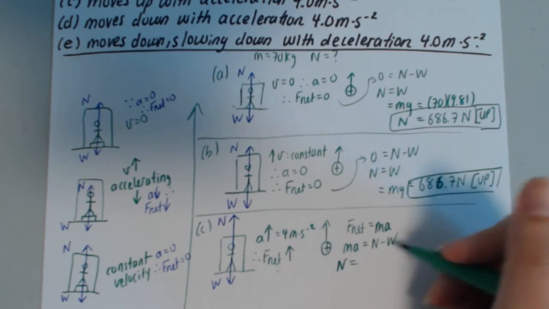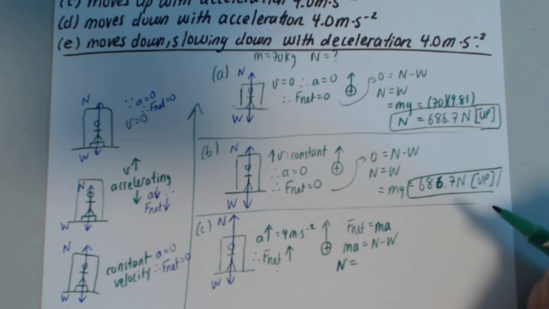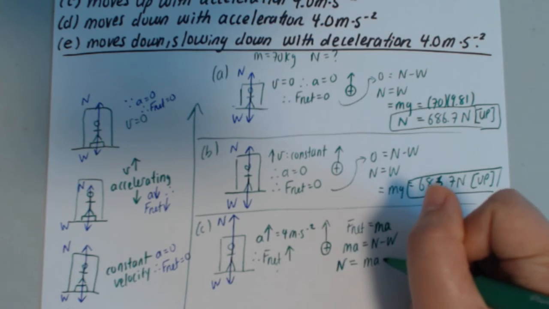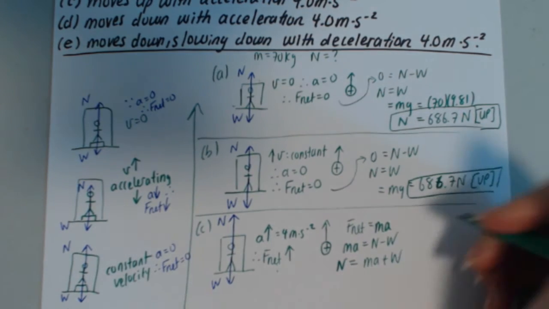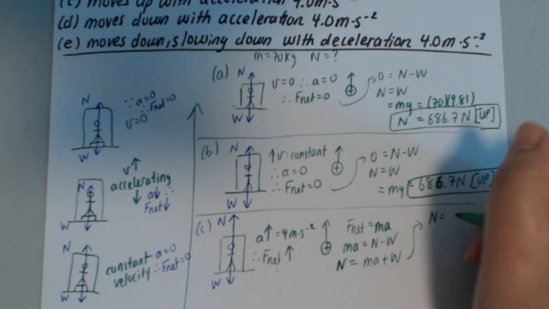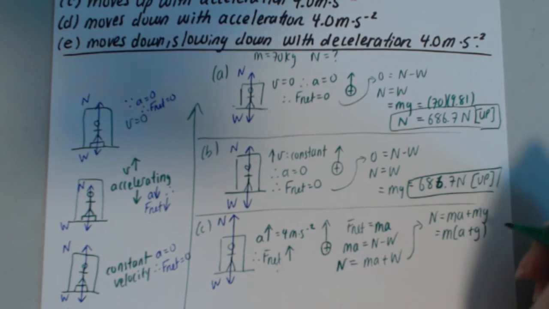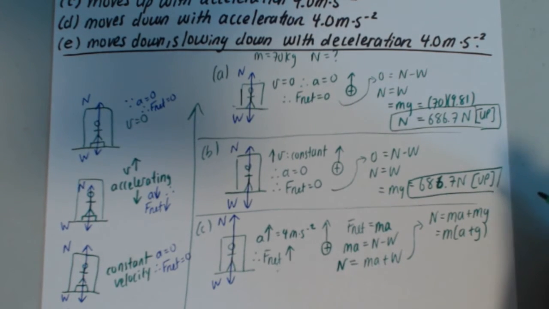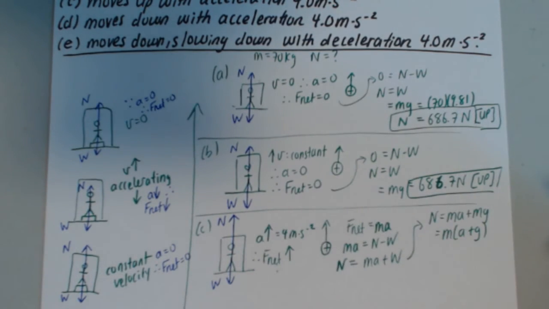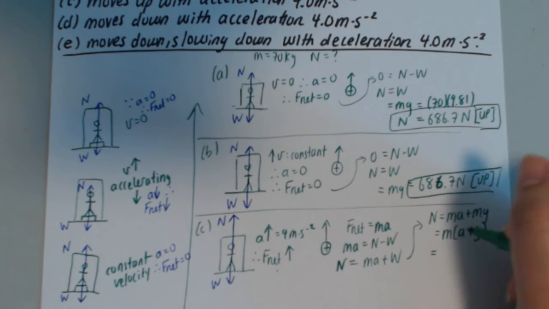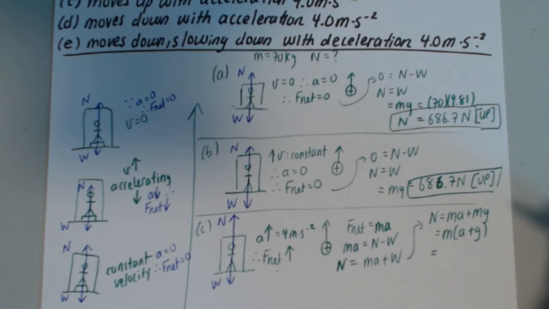So N is equal to, and I know I keep switching around the order here, N is equal to ma plus W. But guess what? W is just mg. So N is equal to ma plus mg. So that's m(a plus g). If you're wondering why I'm doing this and not just plugging in the values, I want you to see that the acceleration here is getting much bigger, and that's why you feel heavier. That's why the scale would read a huge value, because you don't just have m times g or m times a, you have m times a plus g together.